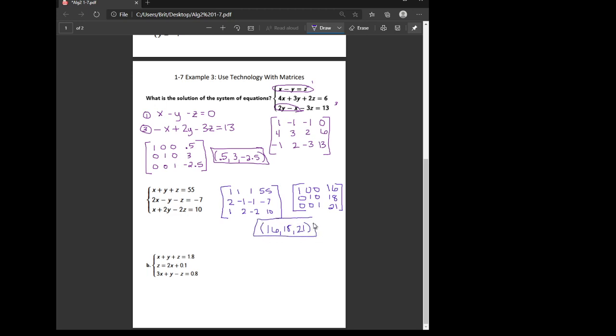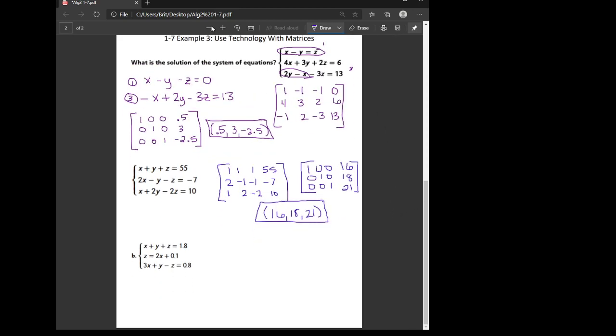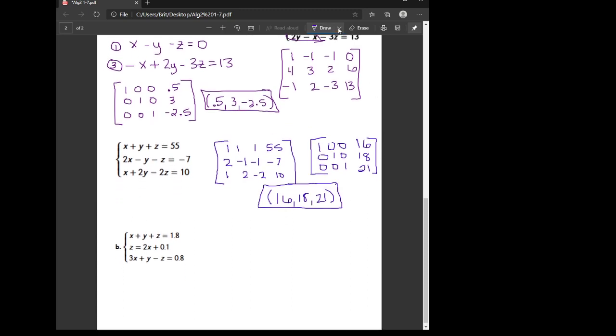Like that. I'm sorry, I don't know why my touchpad's being a little finicky this morning. But let's try one more.